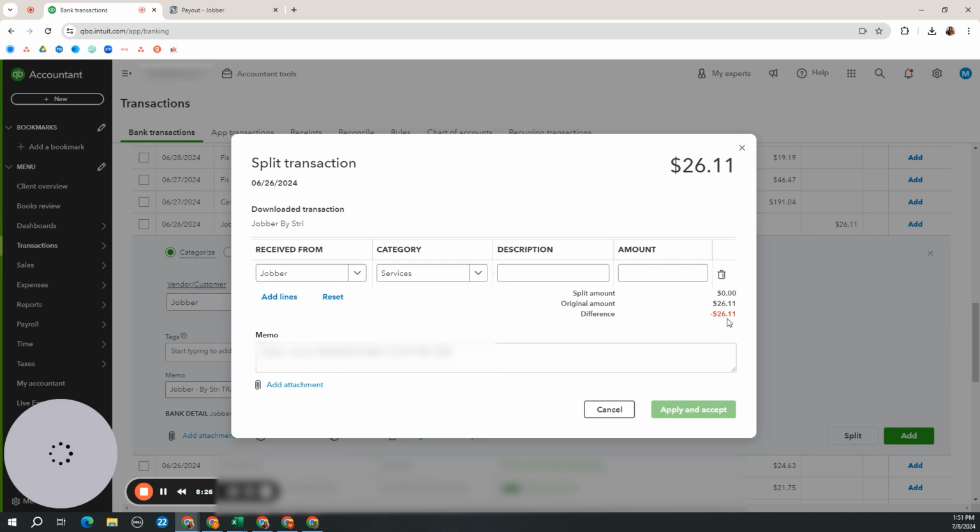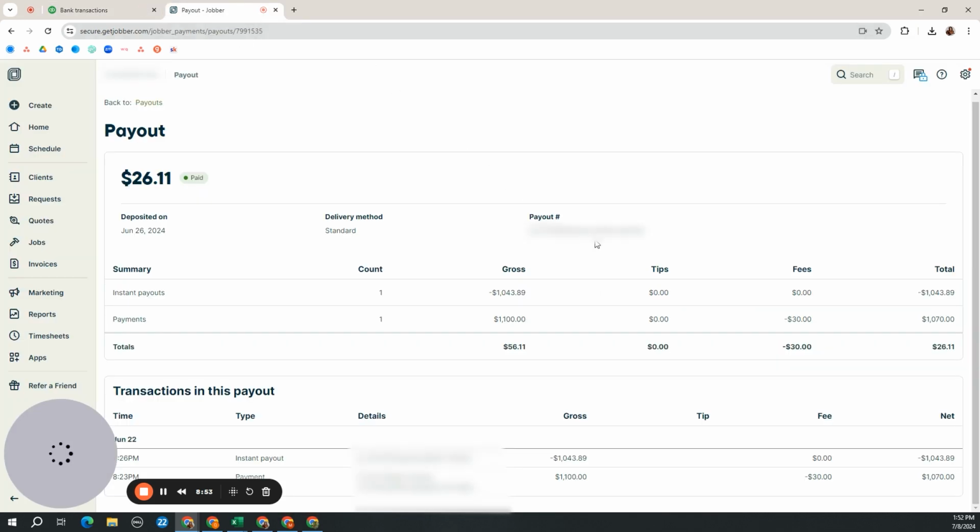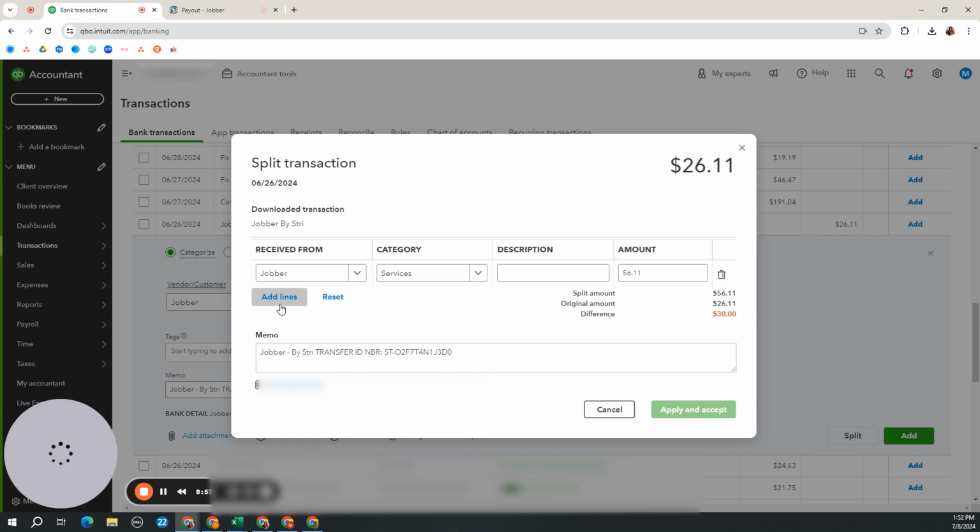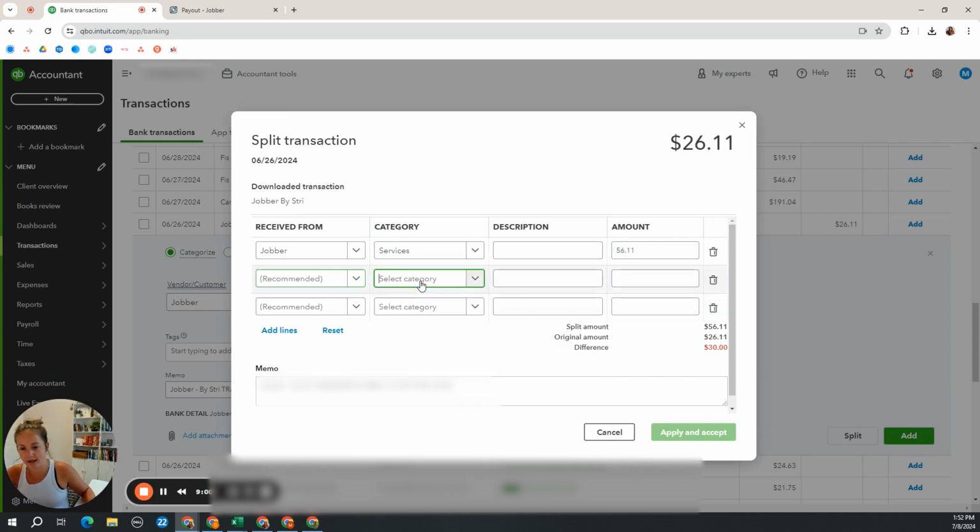So our full gross amount inside of Jobber was $56.11. So instead of $26.11, I need our services, or your income category, to say $56.11. Our services, the full amount of income that we did receive, was $56.11. Now we have a $30 difference, which is exactly where I want us to be, because if we go back to Jobber and we're looking at our fees, there's a $30 fee taken out. So I need to add a line item, and this is going to be for merchant fees. And instead of income, instead of it being positive, it is an expense. So this needs to be a negative $30 for merchant fees.